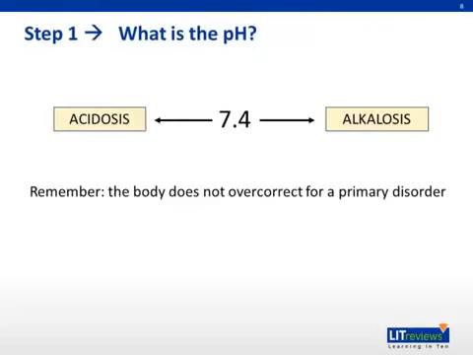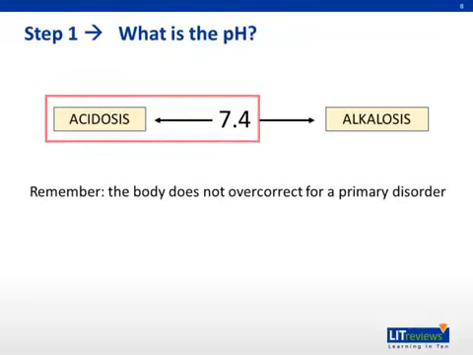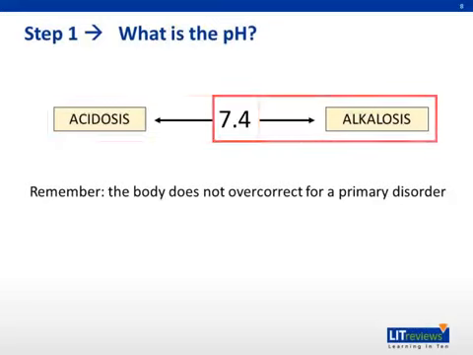Step 1. What is the pH? A normal pH ranges between 7.35 and 7.45. But for simplification, let's assume that a normal pH is 7.4. The first thing you would like to know when approaching an acid-base disorder is, what is the pH? Anything below 7.4 is considered to be an acidosis. Anything above 7.4 is considered to be an alkalosis.